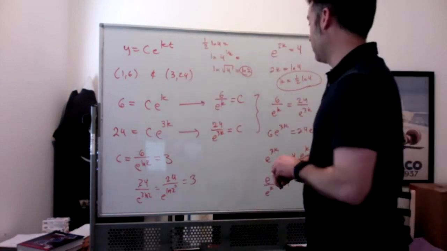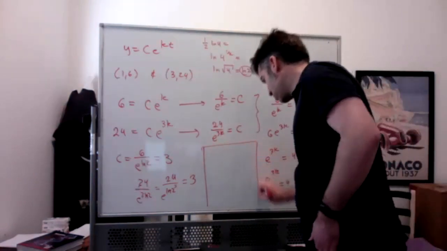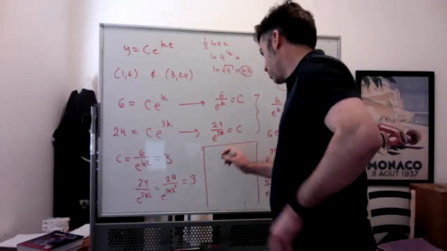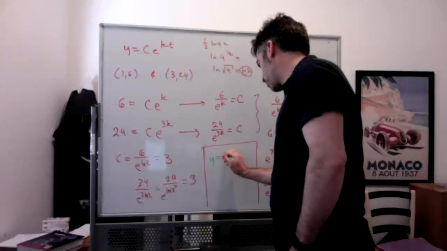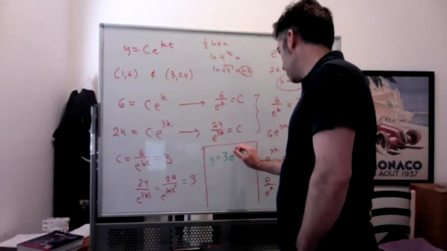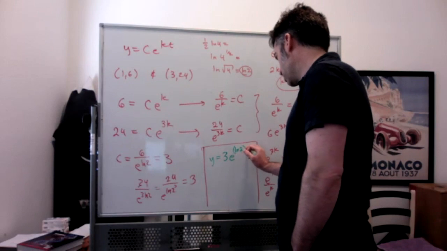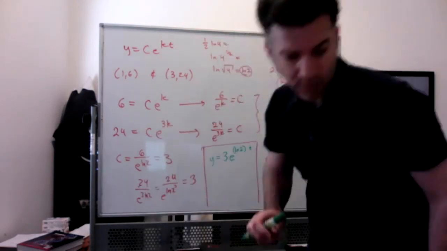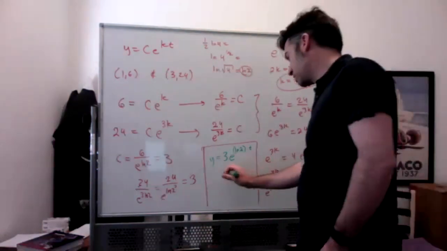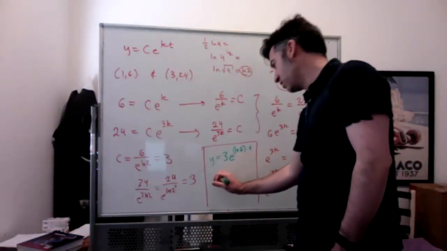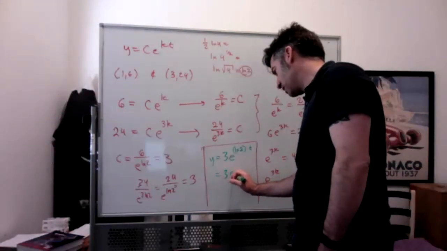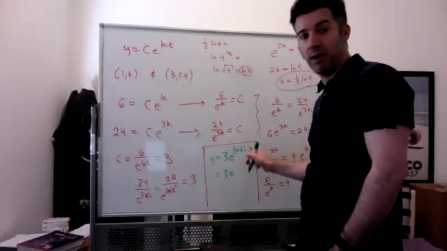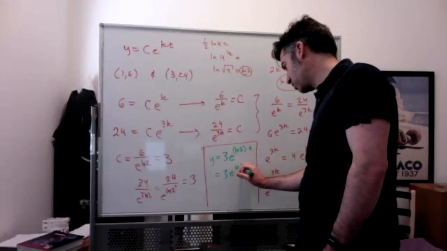So our final answer here would be that y is equal to 3 e to the natural log of 2 times t. Although I should mention here, you could rewrite this. If I think of it as t in front times natural log of 2, the t can come up as a power. That's the natural log of 2 to the t.